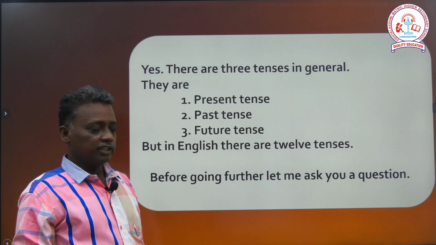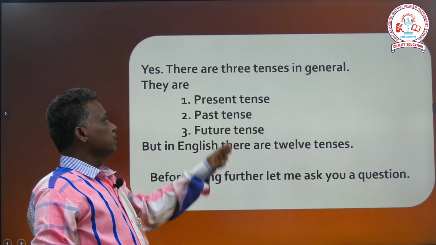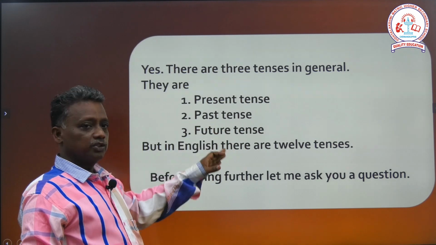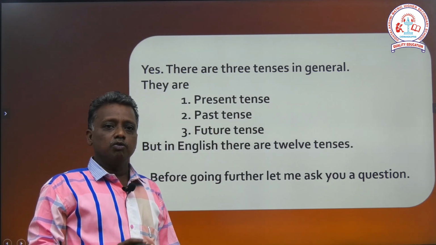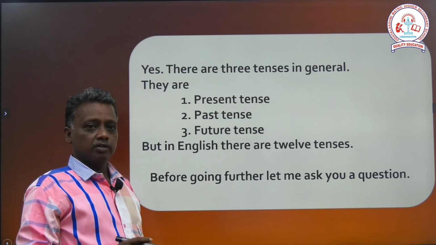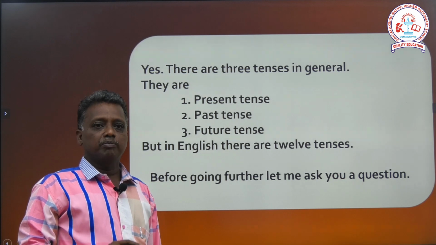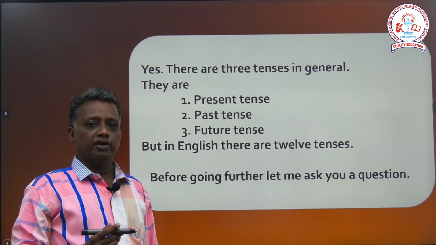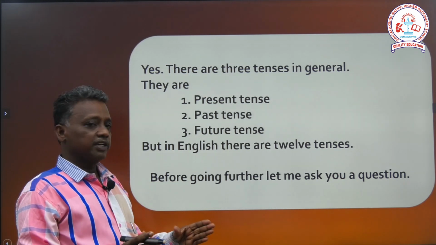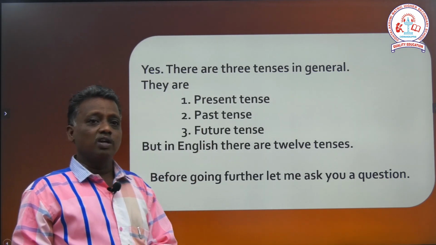But in English, there are 12 tenses. Do you know what they are? Each one, present, past and future, is further divided into 4. For example, if you take the present tense: simple present tense, present continuous, present perfect, present perfect continuous. Like that, divided into 4. The same way, past and future also. So altogether it is 12 tenses.